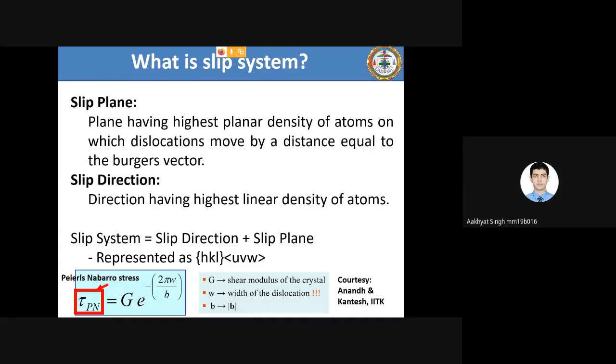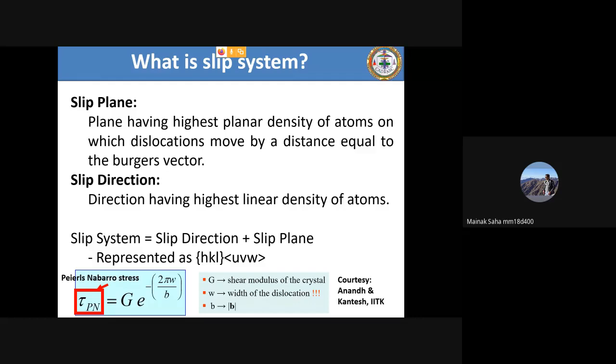If the width of dislocation is equal to interplanar spacing, then A by 1 minus mu should be equal to B. Then we have to see the relationship between mu in terms of B and A.